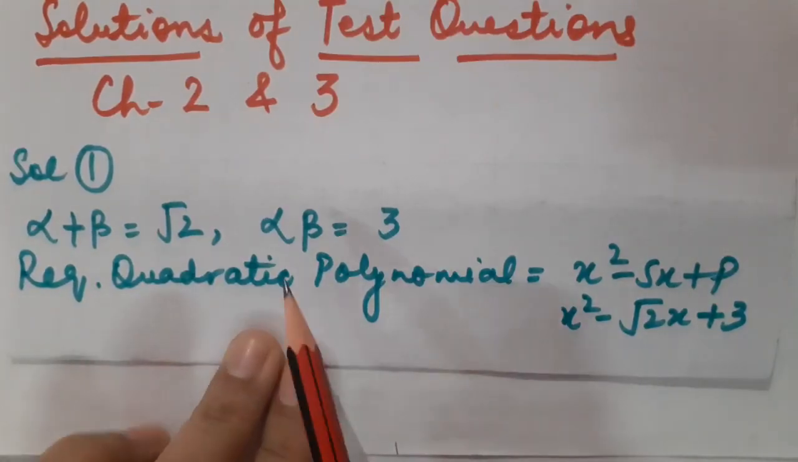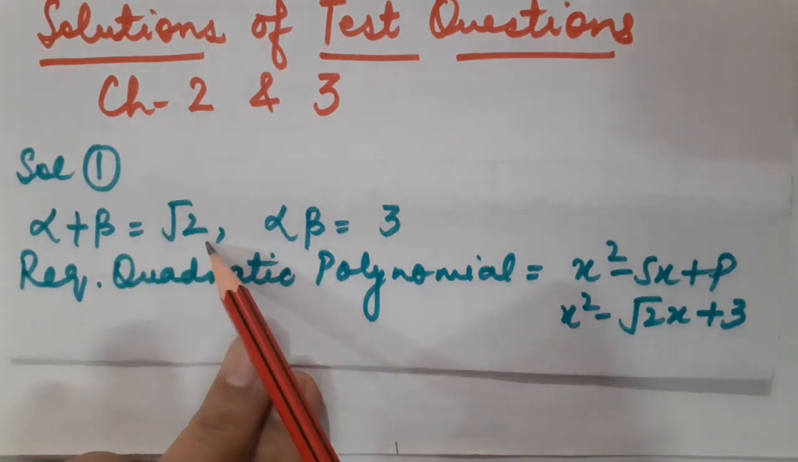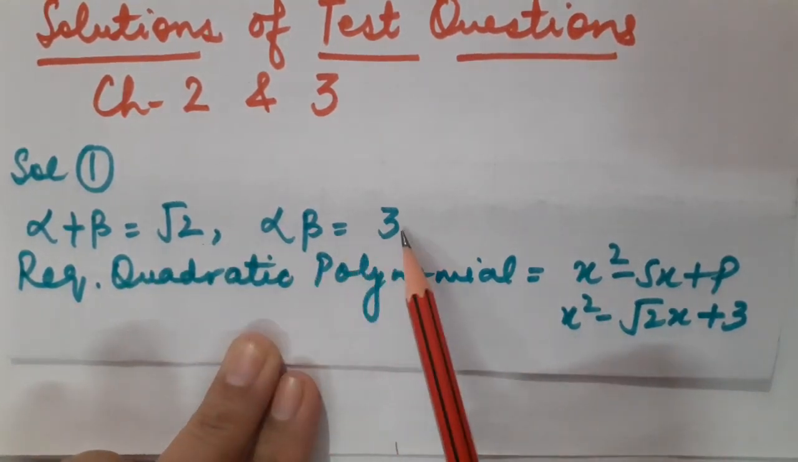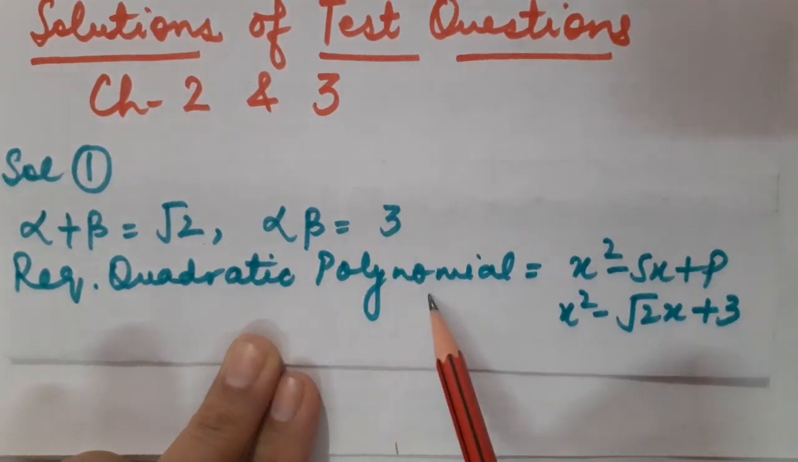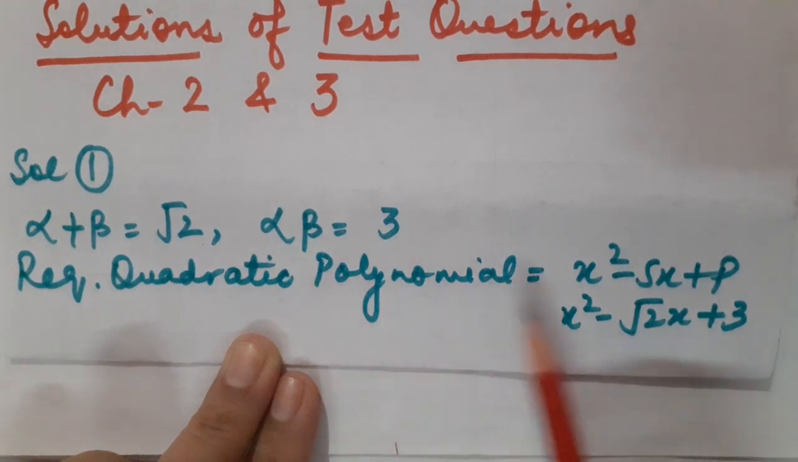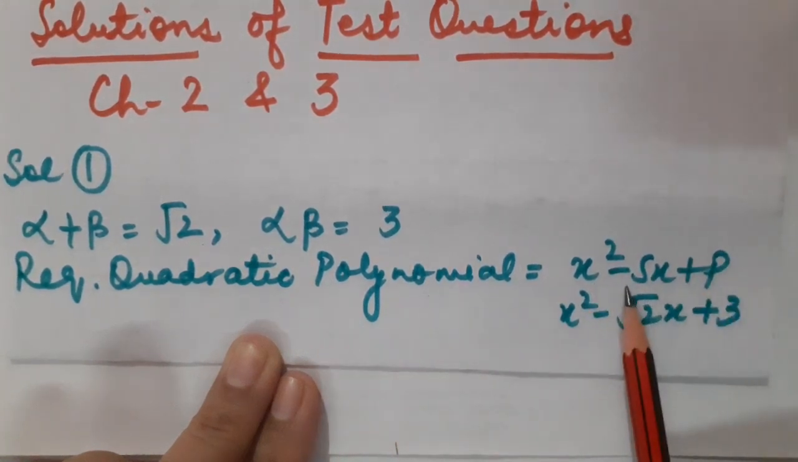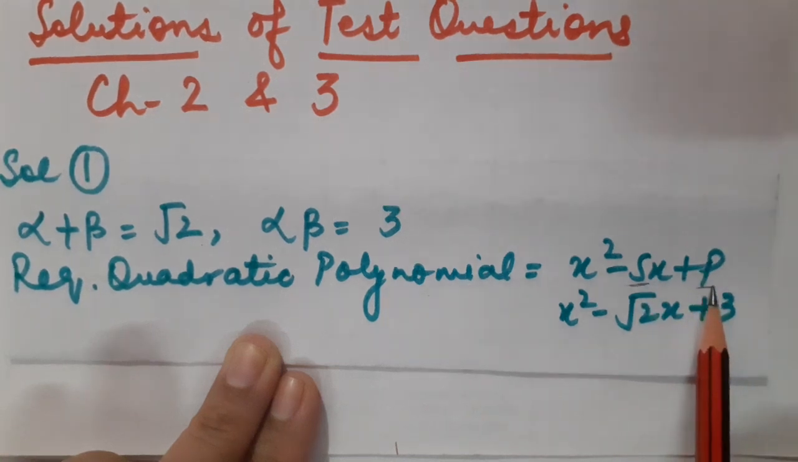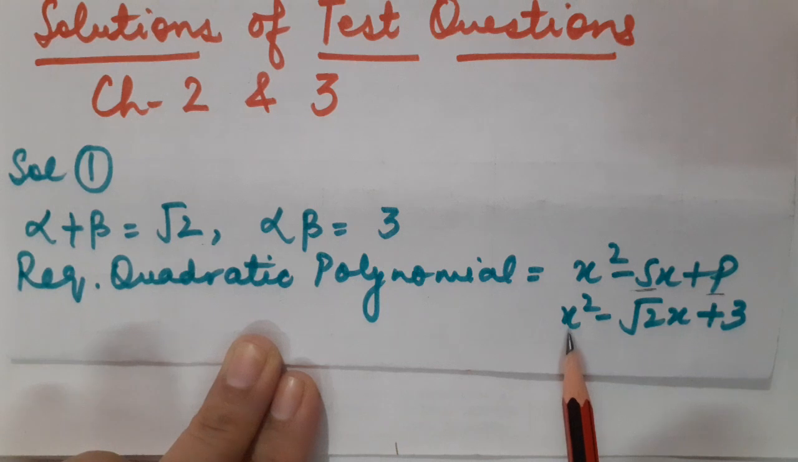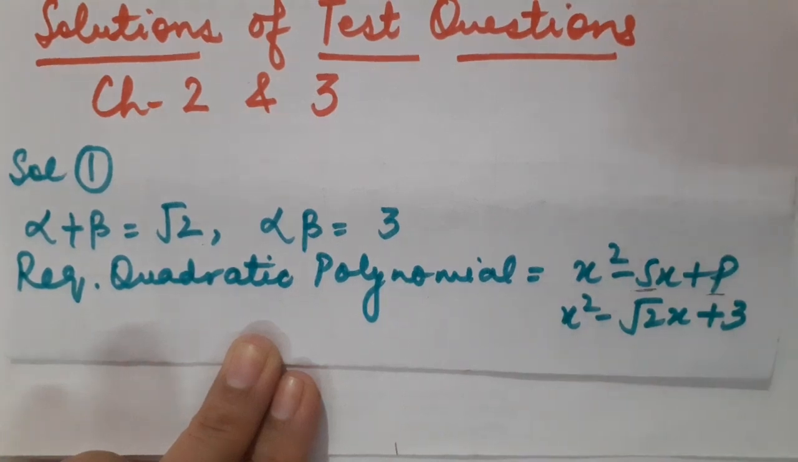So children, the solution is you will be having the sum of the zeros, that is alpha plus beta is equal to root 2, and alpha into beta, that is 3. So what is the formula to calculate the required polynomial, which is a quadratic polynomial actually? That is x square minus sx plus p. What is s? This is the sum of the zeros, and what is p? That is the product of the zeros. So definitely the required quadratic polynomial will be x square minus root 2x plus 3.